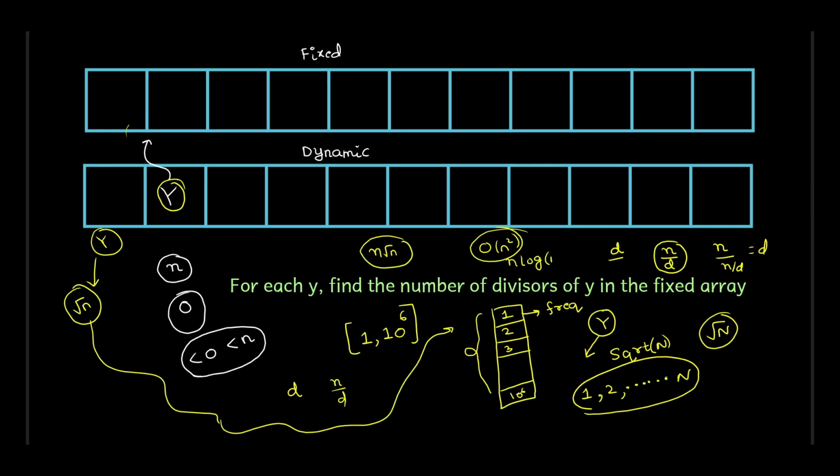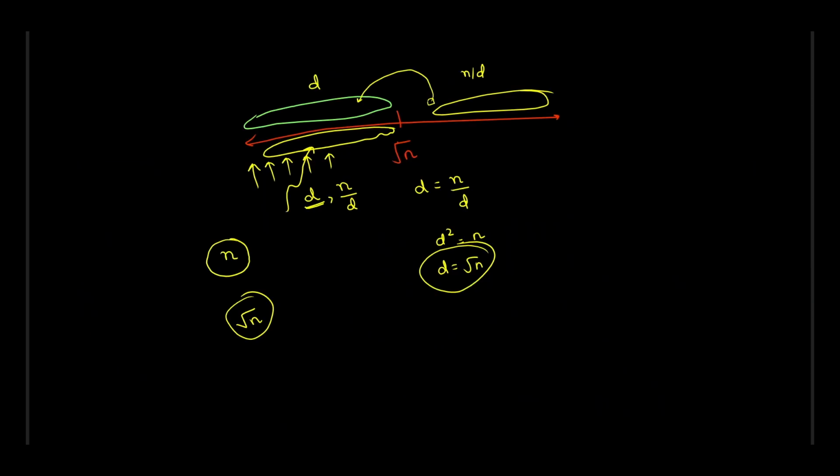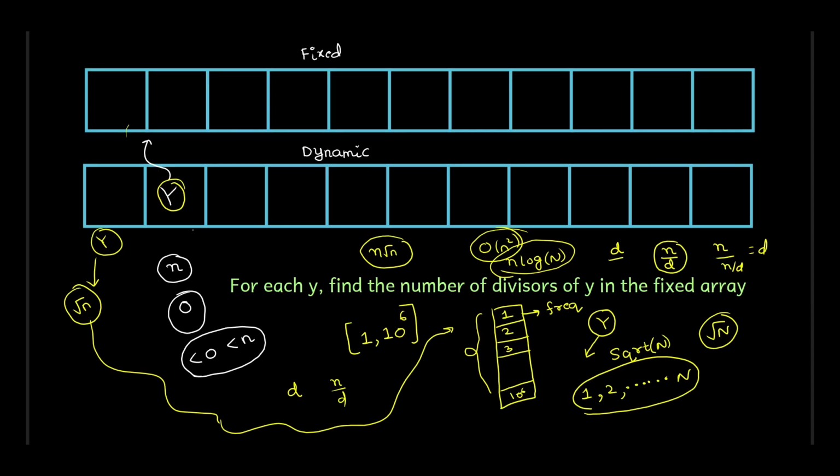So this is the final stretch of the problem, where we are trying to solve a number theory problem, which is asking us to find the number of divisors of an element y from this fixed array in a faster time.